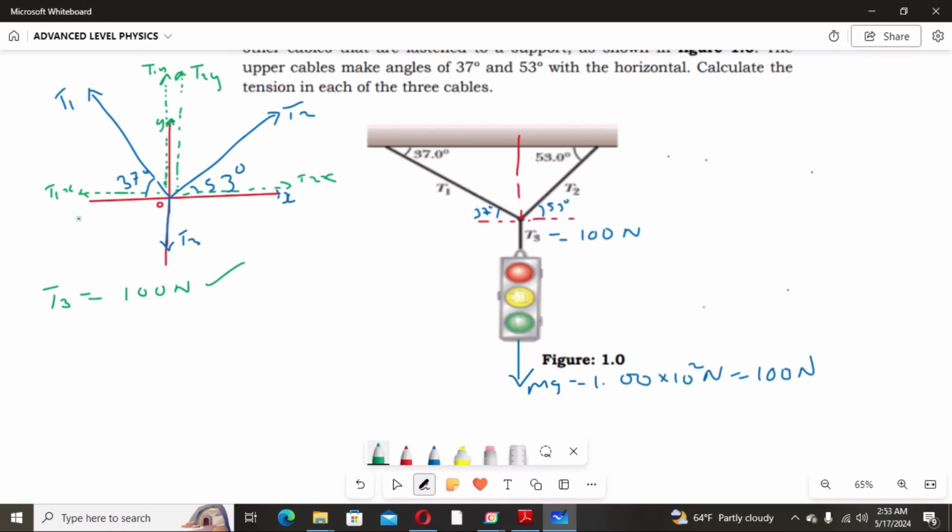Now using the first condition for a body to be in equilibrium, the sum of all forces on a body must be equal to 0. This implies the sum of forces in the vertical direction should be equal to 0. Now we have T1y going up. Also T2y is going up. Okay, this must be equal to T3, which is going down.